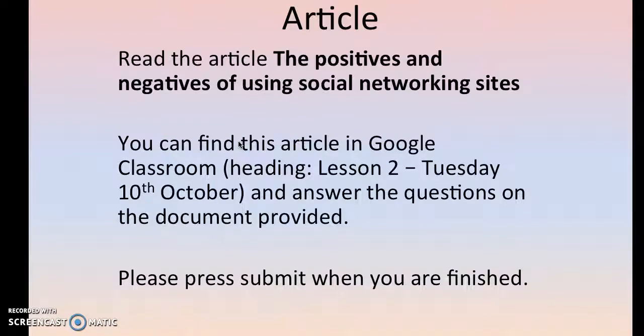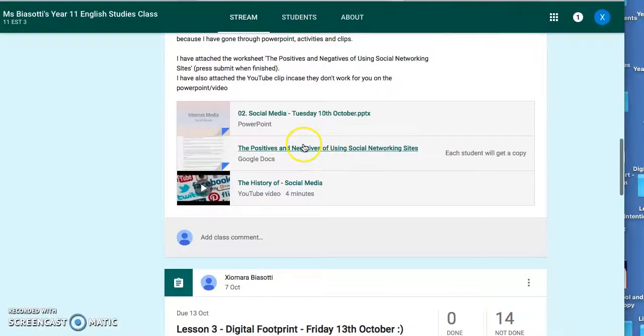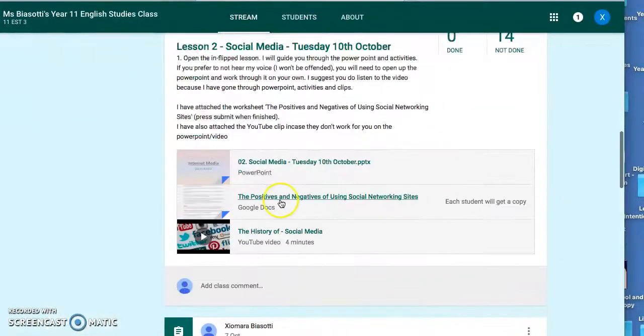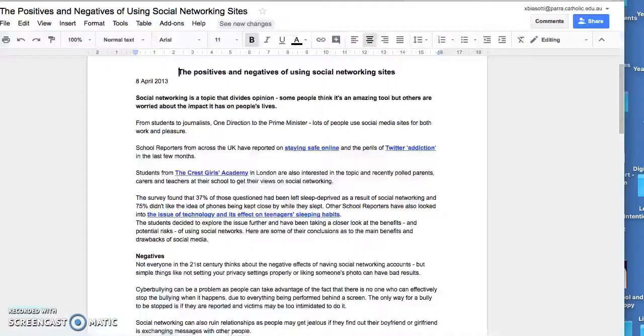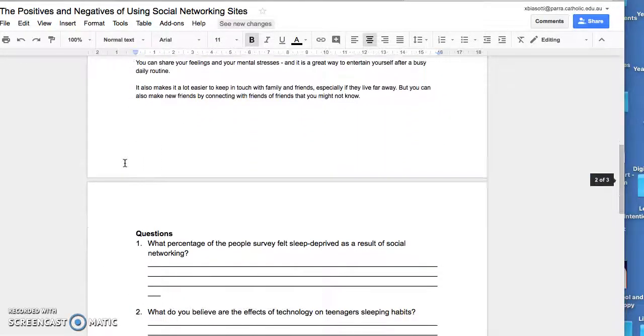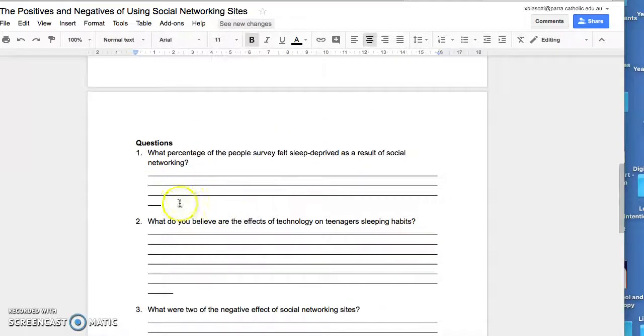Okay, now what we're going to do is you are going to read the article called The Positives and Negatives of Using Social Networking Sites. You can find this article in Google Classroom, and I will show you where it is, which is right here. So when you go to Google Classroom, it's this one here. So you click on it, and then it will come up, and you're going to read this article and then answer these 5 questions on here.